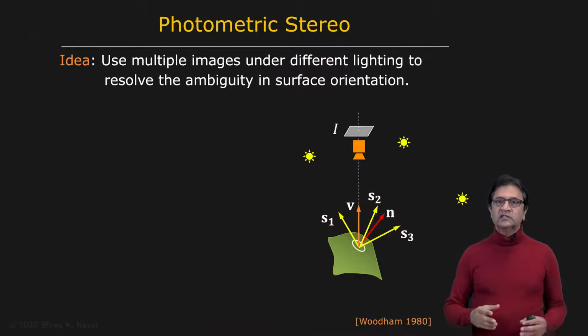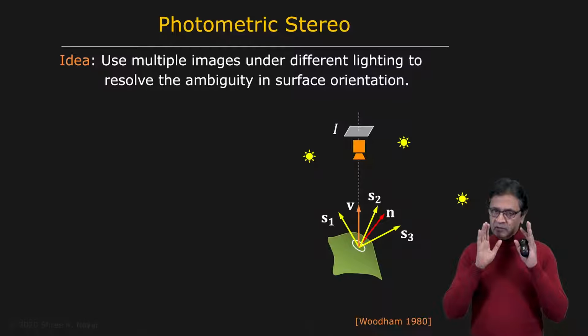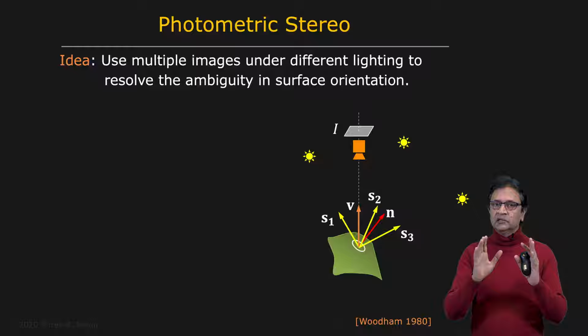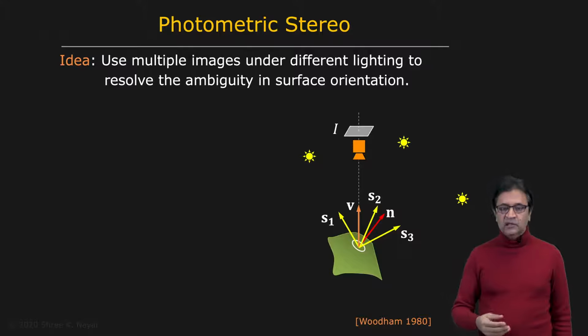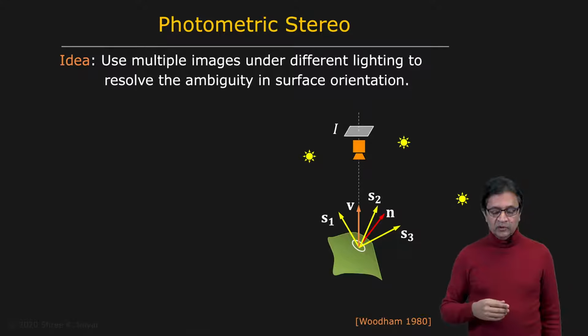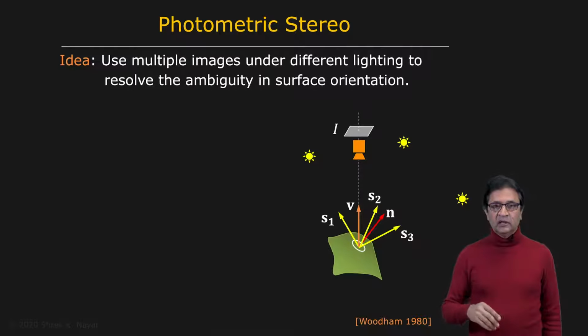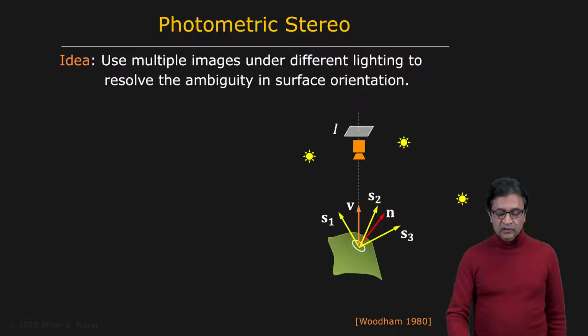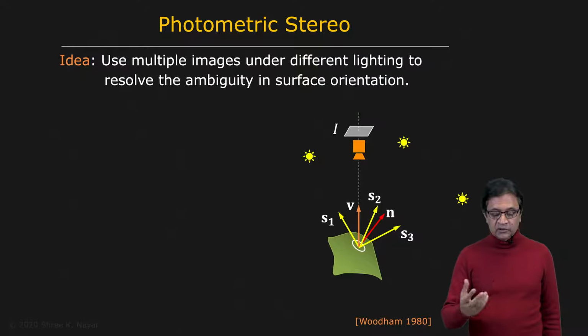What it does is that it uses multiple images of the object taken from the same camera location, taken under different lighting conditions, different sources. And this is a method that was developed by Robert Woodham, and it has been widely used, especially in structured environments. So we use these multiple intensity values measured at each pixel to resolve the ambiguity in surface orientation.